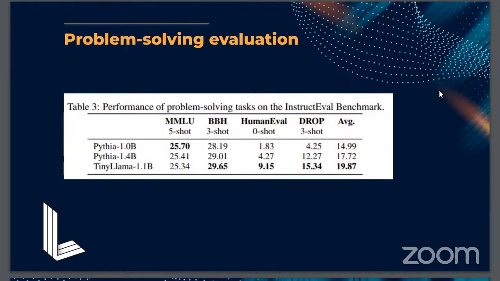In summary, we can say that TinyLlama 1.1B outperforms models within its range, that is within the 1.1 billion parameter range, in both problem solving and common sense reasoning tasks.